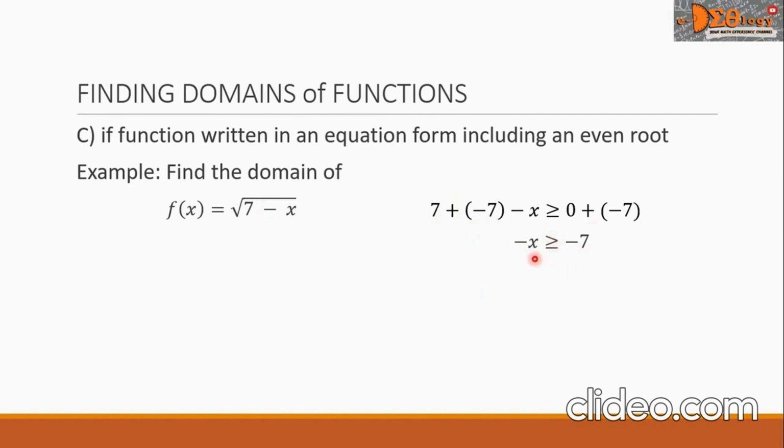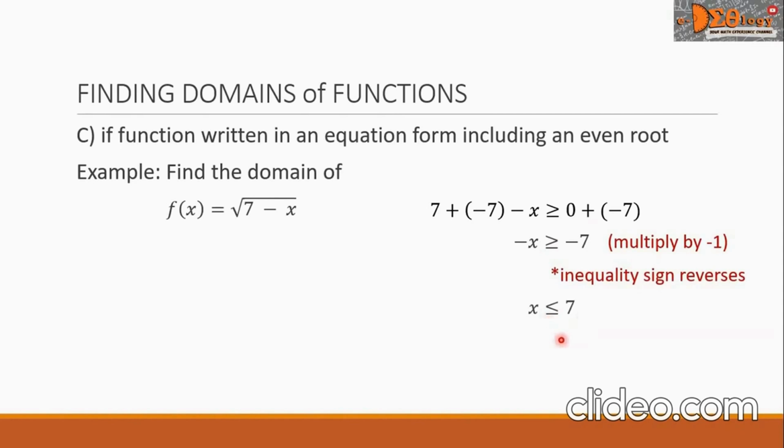We want the x to be positive, so we're going to multiply the inequality by negative 1. We know the rule for inequality that when we multiply by a negative number, the inequality sign reverses. So it will be positive x now less than or equal to positive 7.